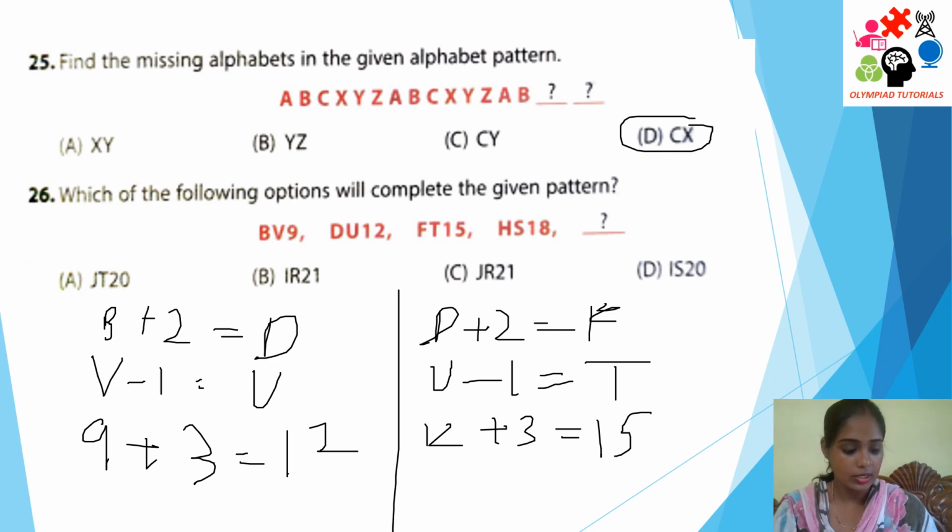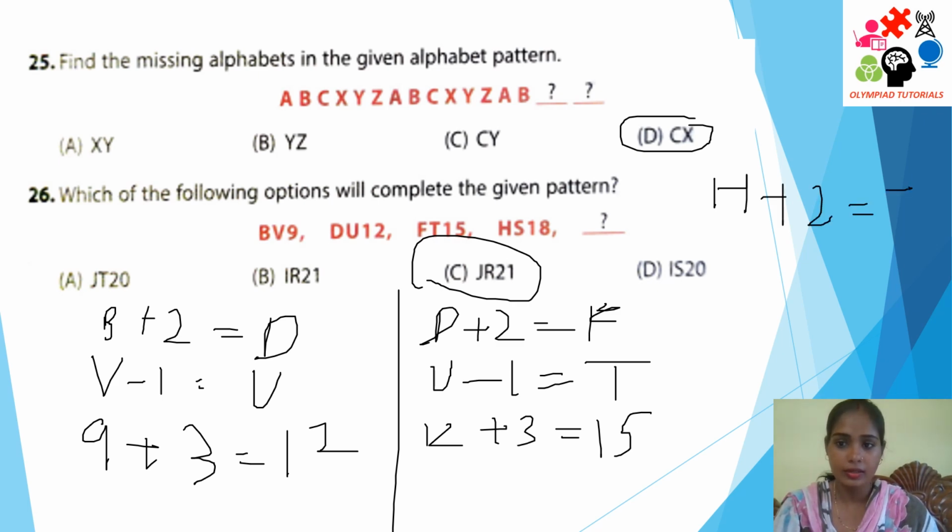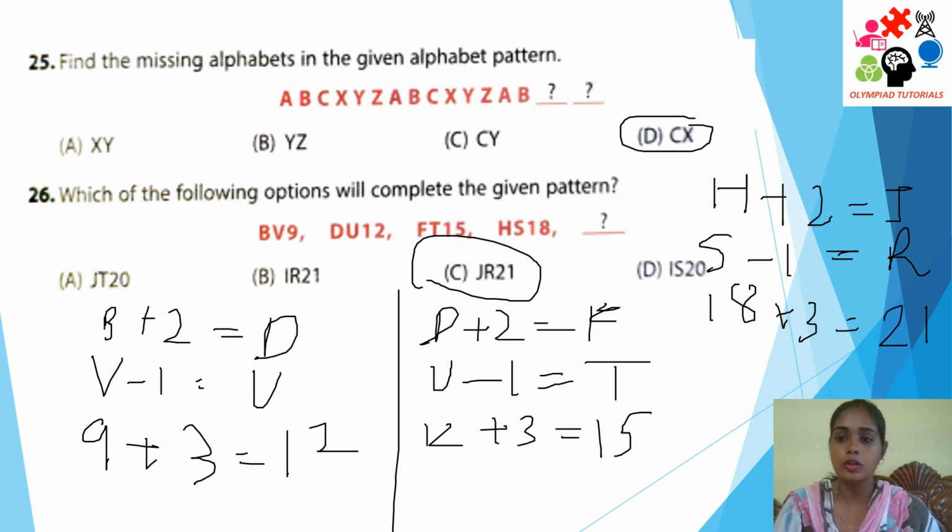So here your answer is going to be option number C, that is H plus 2, that is J, then S minus 1, that is R, and 18 plus 3 will give you 21. So your correct option will be JR21, option number C. Very easy question. I hope you are also solving along with me.